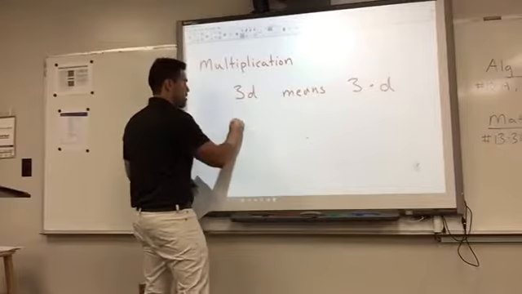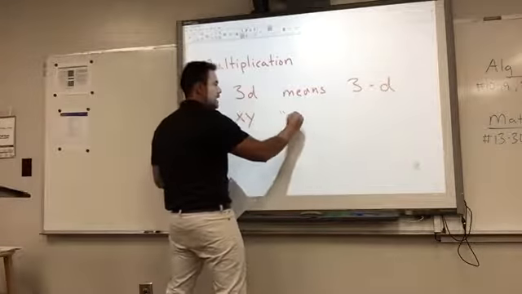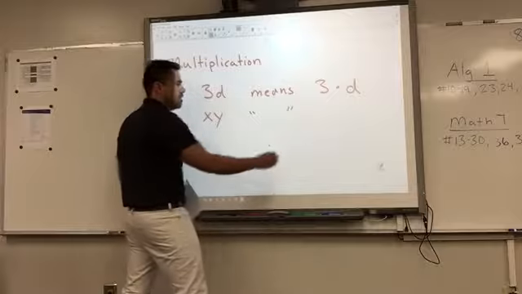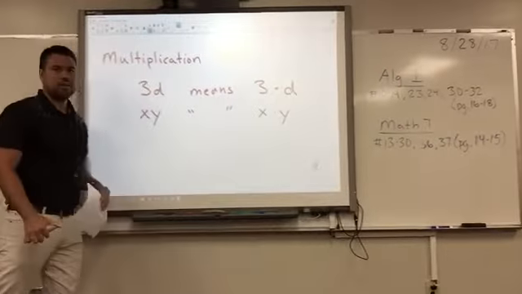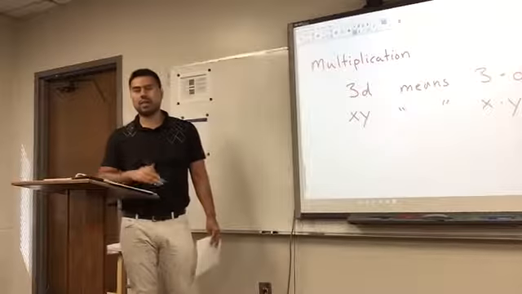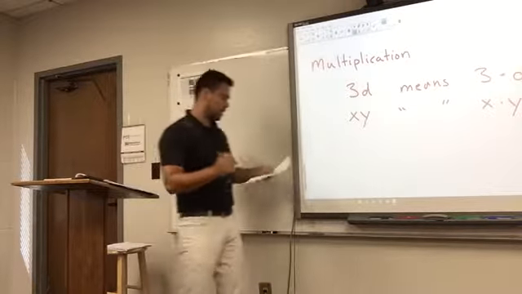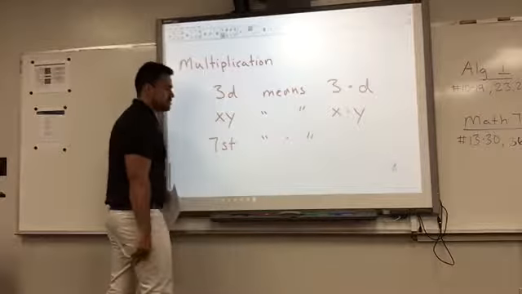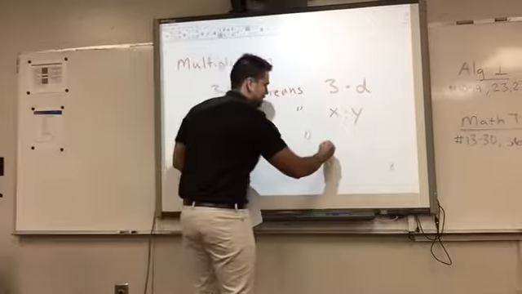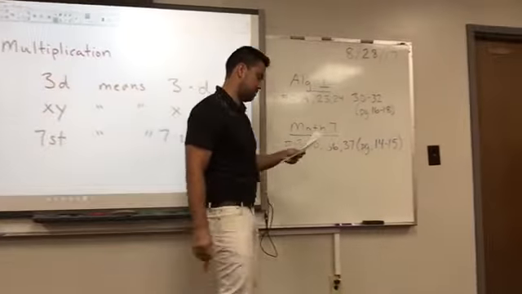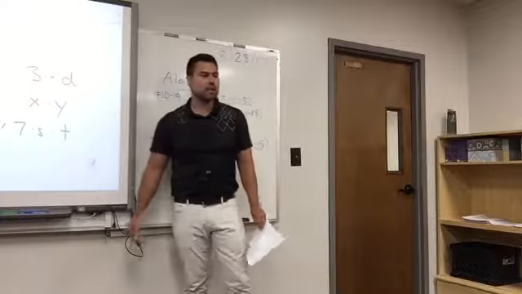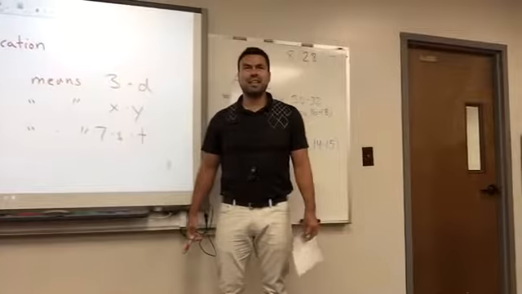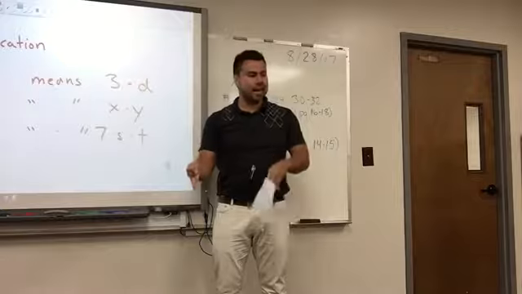All right, XY. What does that mean? I'll use these quotation marks to represent means. What does XY mean? It just means X times Y. I like that because it just saves us a step. We can take away the multiplication sign, just write XY. All right? 7ST. What does that mean? Yep. 7 times S times T. Okay? You guys get multiplication? How we're going to see it? So if you see something like 7E, you're like, 7E? I've never heard of that number. Well, it's 7 times E.